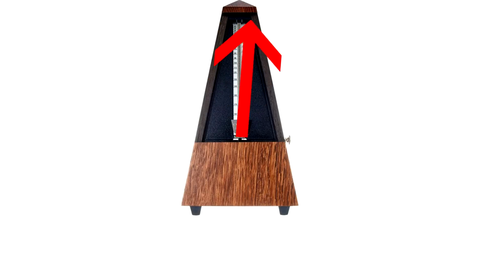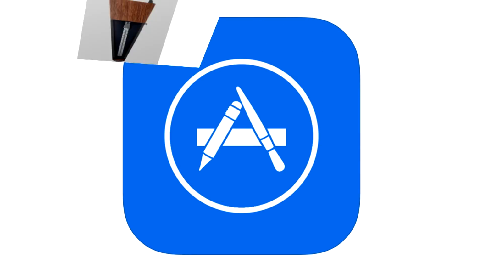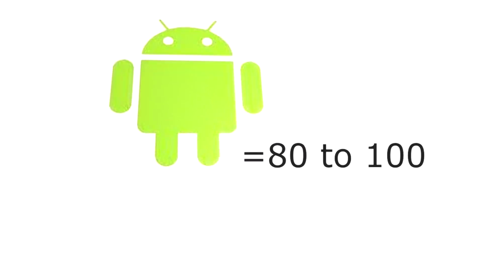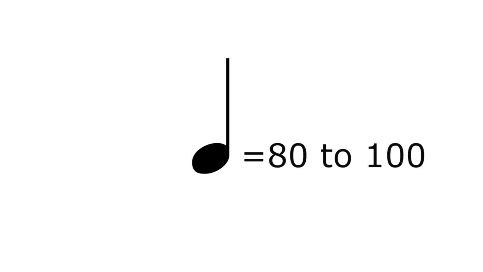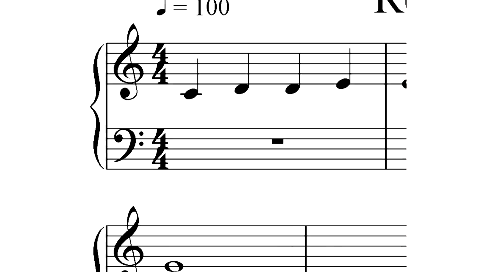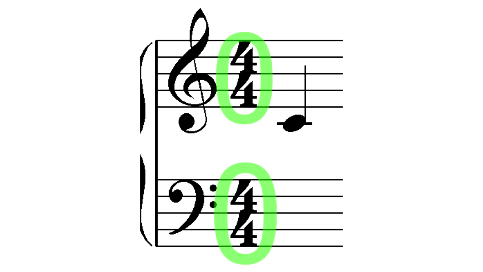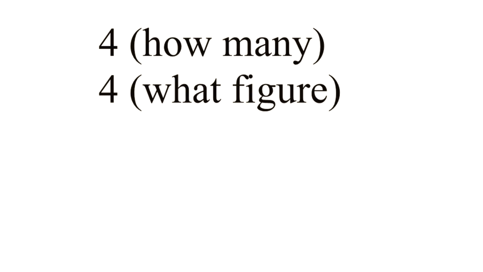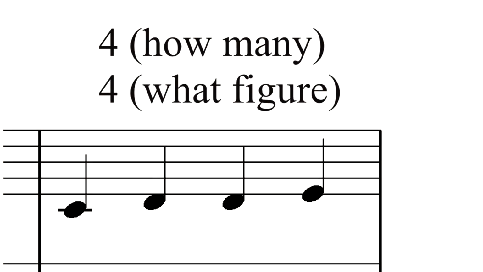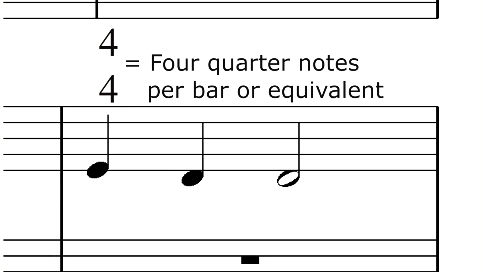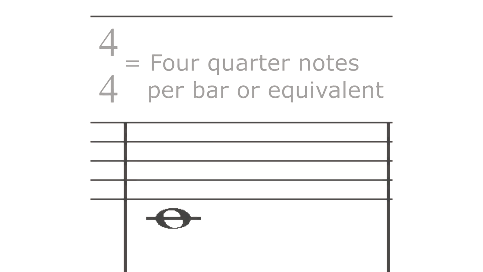If you find it difficult, download a metronome to help you and set it between 80 and 100. This symbol here is called the time signature. It determines the metre. Every 4 quarter notes or equivalent, we will have a new bar.